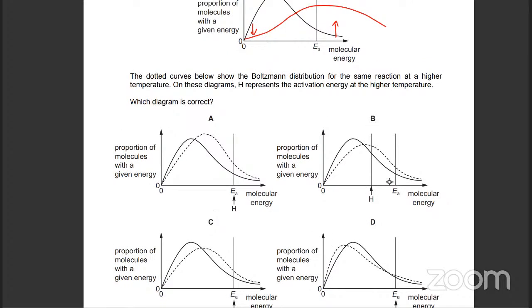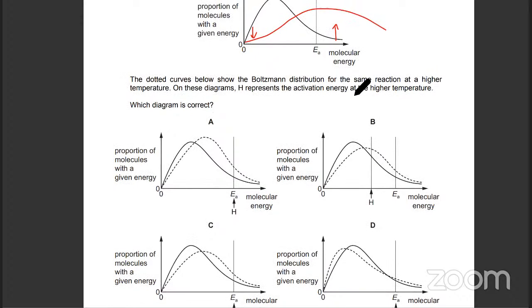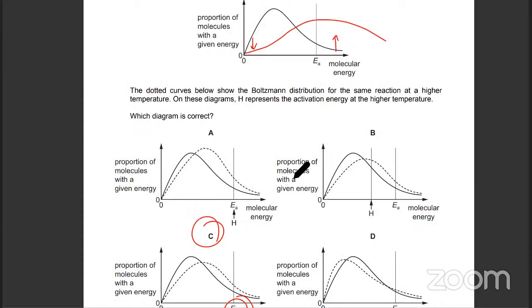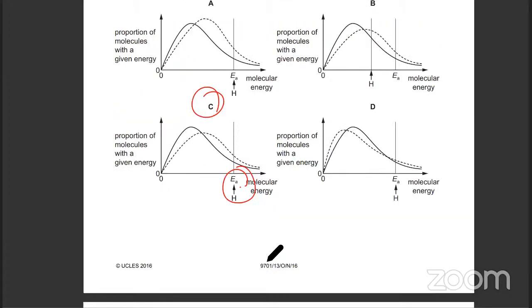B. But what's the issue? What is H? Okay, the activation energy, this one. The activation energy won't change. The activation energy at the higher temperature would still be the same. So this is the correct graph. Both of these were right shape-wise, but the activation energy would remain exactly the same. The activation energy only decreases when you add a catalyst. Otherwise it remains exactly the same.